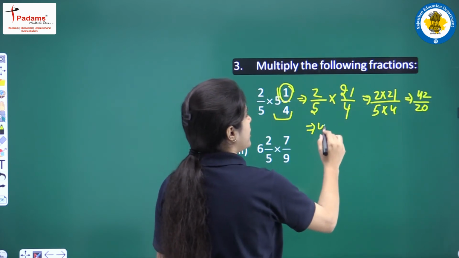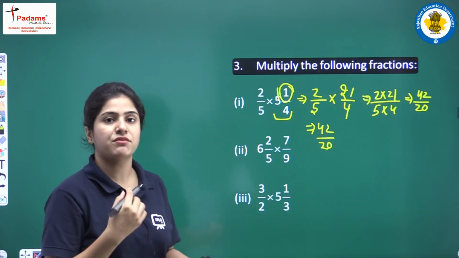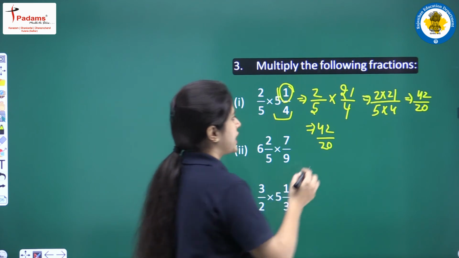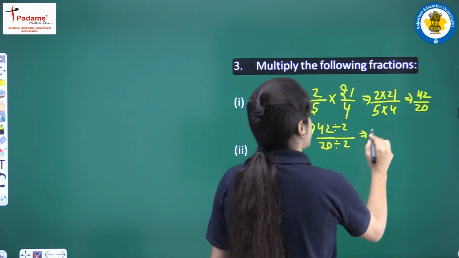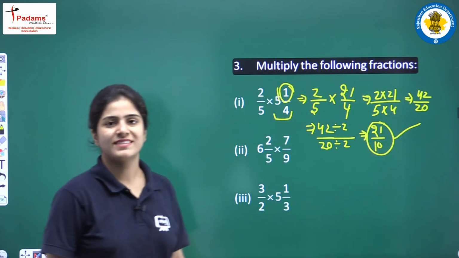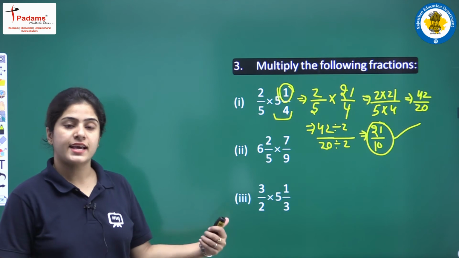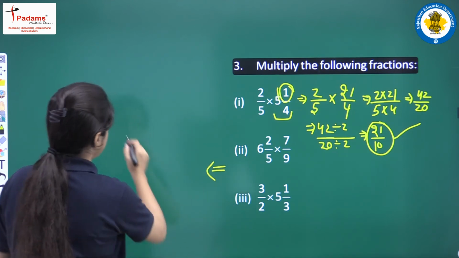Students, 42 upon 20, both are even numbers, so they can be divided by the table of 2. Divided by 2, this is 21 upon 10. So this is your answer. Okay, the next question, we'll discuss this question here.